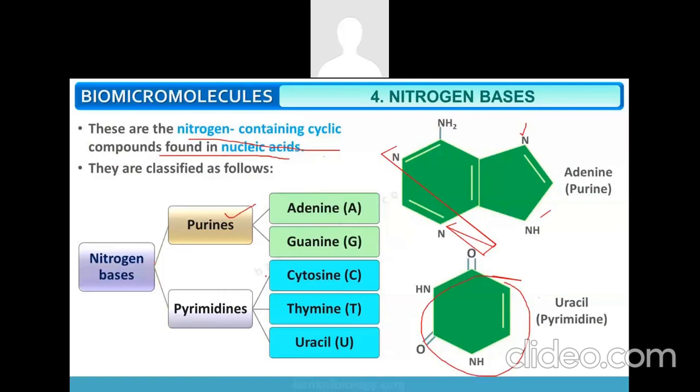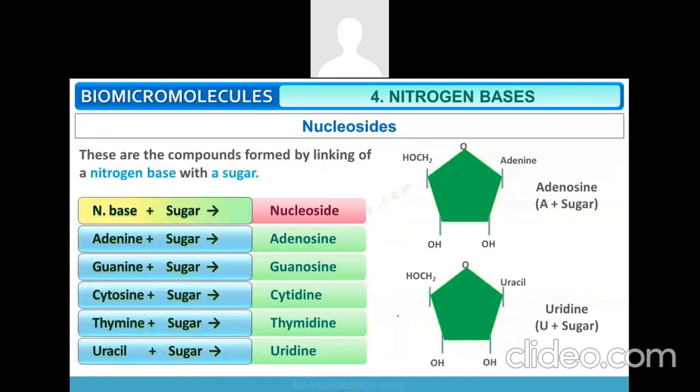The nitrogen bases are basically classified into two categories, the purines and the pyrimidines. The purines include adenine, guanine, and cytosine, and the pyrimidines include thymine and uracil. The nitrogenous bases form structures called nucleosides. When a nitrogen base is added along with a sugar, then you call it a nucleoside.